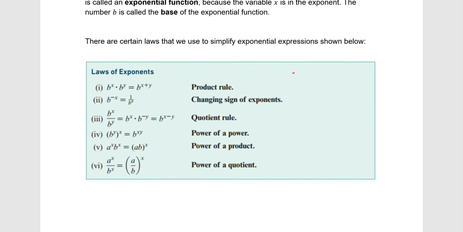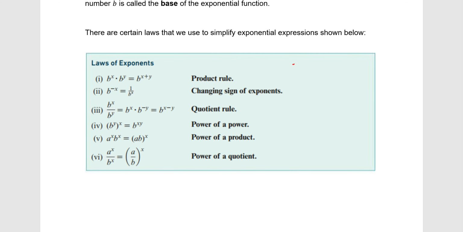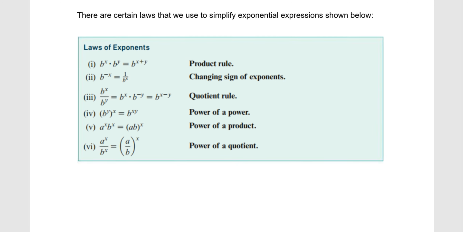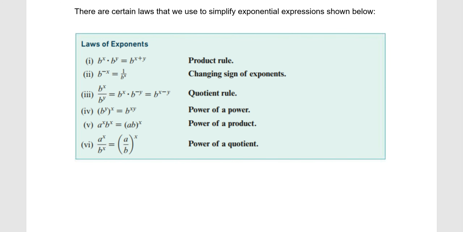And this is technically some review here for the laws of exponents. We have several different laws. The first one's called the product rule, and that says if you multiply common bases, you combine them into one base by adding the exponents. And the next one is if you have a negative exponent, you make it positive by putting it in the denominator. Next one's the quotient rule.